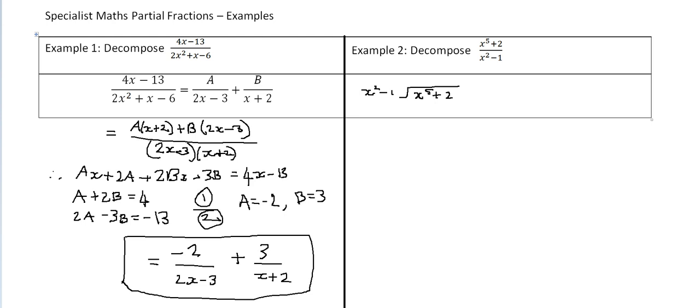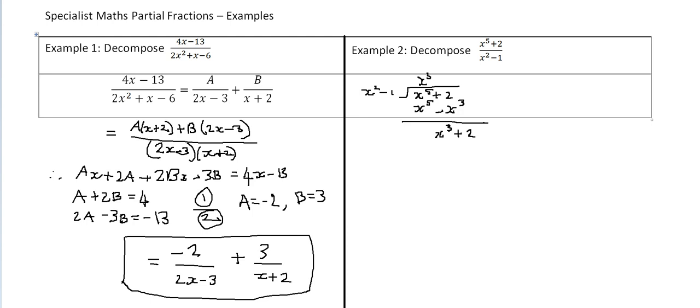Okay, so first of all, x squared goes into x to the power of 5, x cubed times. Okay, and then multiplying x cubed through here, we're going to get x to the power of 5 minus x cubed as the remainder of that division. Okay, so let's subtract these two expressions from each other. We're going to get x to the power of 5 minus x to the power of 5, that works out to be 0, so that's okay. And 2, take away negative x to the power of 3 is going to give us x to the power of 3 plus 2 as a remainder.